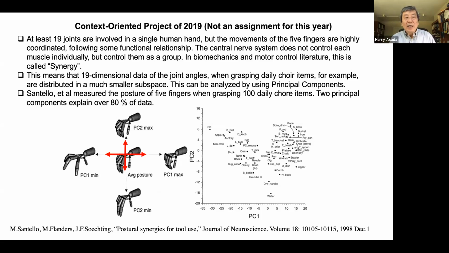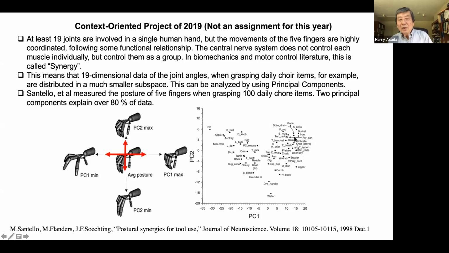And so we deal with a 19-dimensional space originally, as you measure the joint angles, the postures of all 5 fingers. But in fact, you can represent that data in a much lower dimensional space, typically 3 or 4, or 2 sometimes. Now, Santello and his co-workers measured the human hand finger postures of grasping some daily chore items, 100 items, such as a door knob, a toothbrush, and picking up eggs.